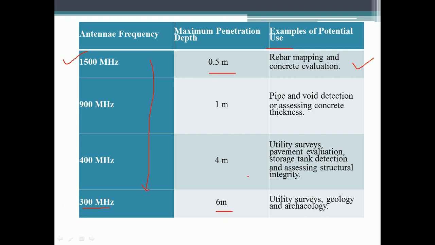So in order to detect that, we can use this GPR method. For pavement evaluation and storage tanks situated below the road surface, we use approximately 400 megahertz. For utility surveys, geological and archaeological work, we use these frequencies. So it is based on the depth of penetration, up to which depth we require the data, we need to decide the frequency of the antenna here.